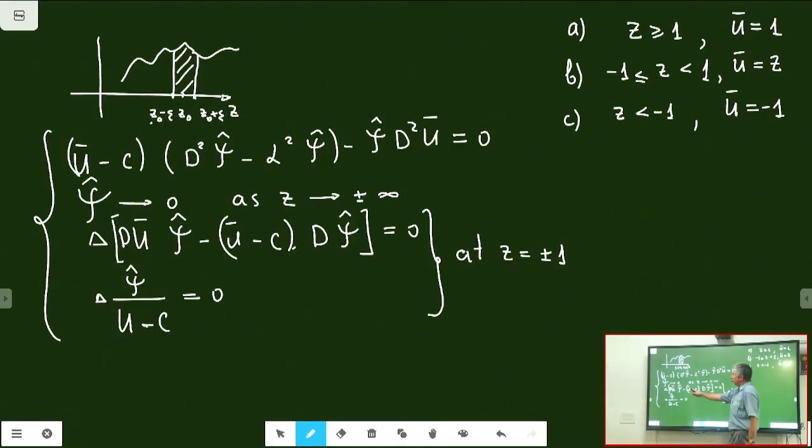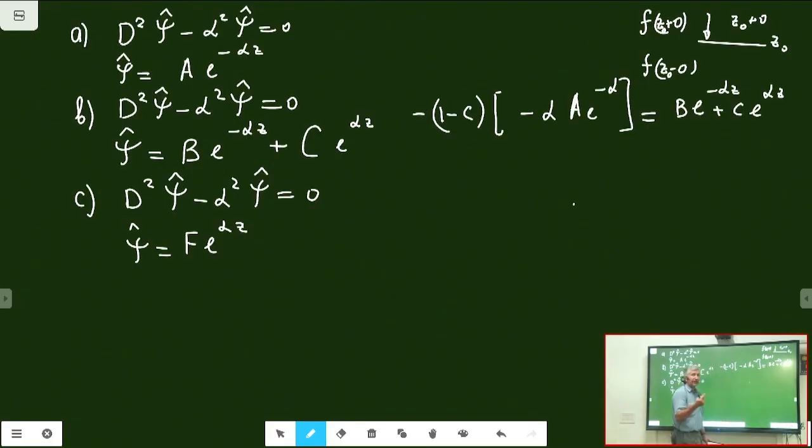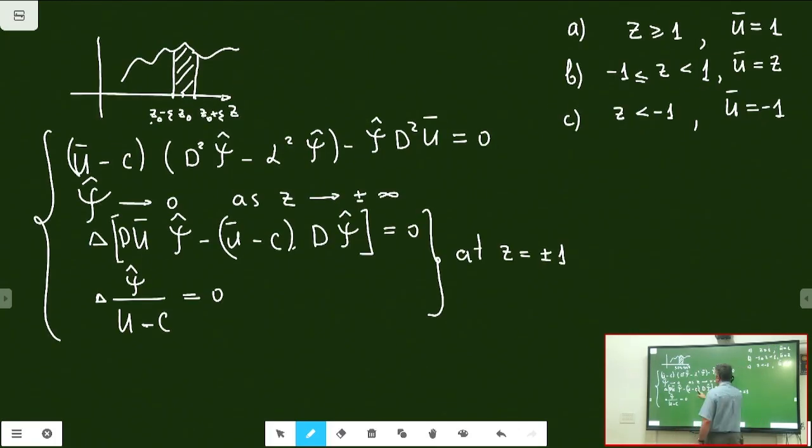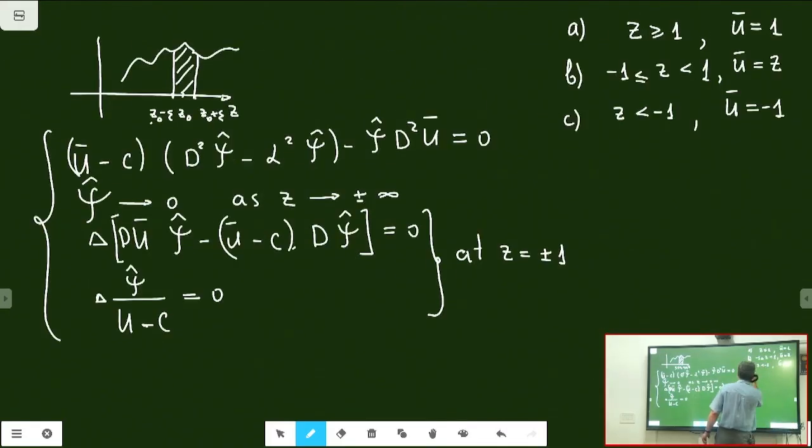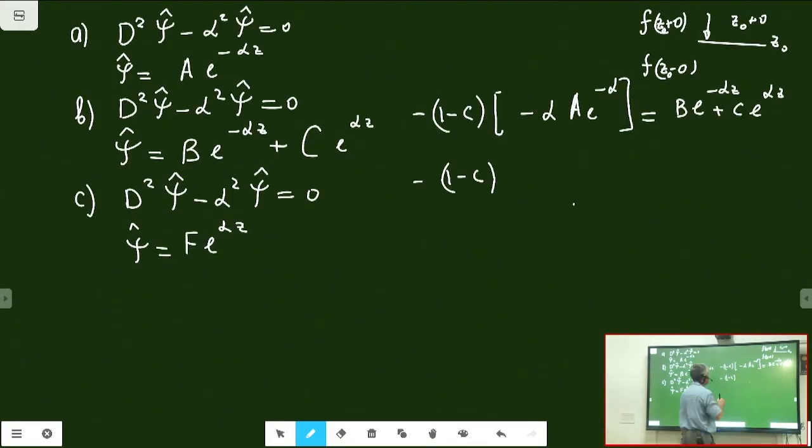Right. So this is z minus c multiplied by d psi, right? So z minus c, but what is z? It is 1, so this will be 1 minus c again, right? Taken with a minus sign in front of it. So that's what we will have here, right?